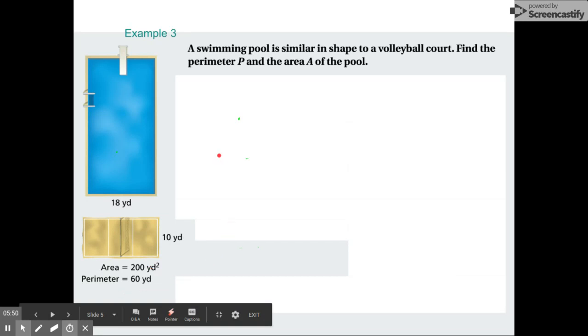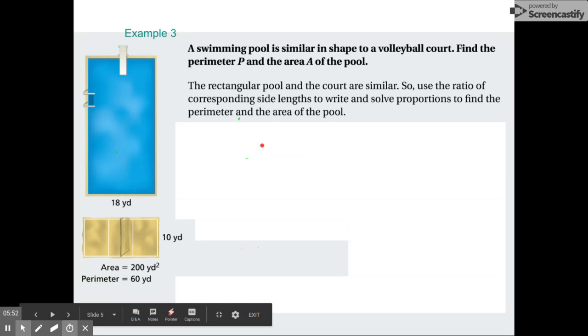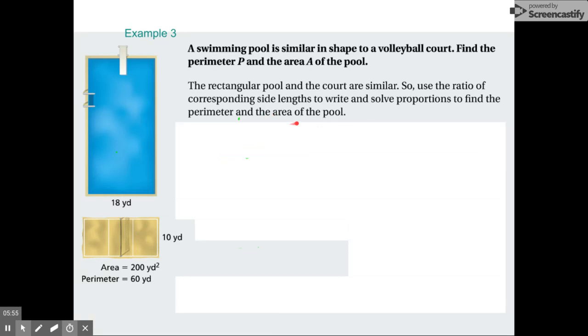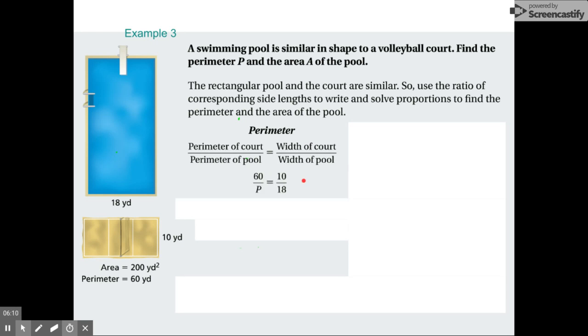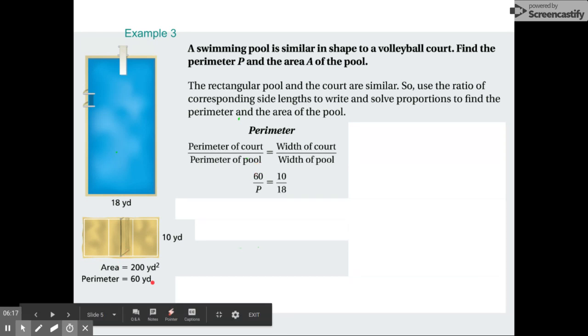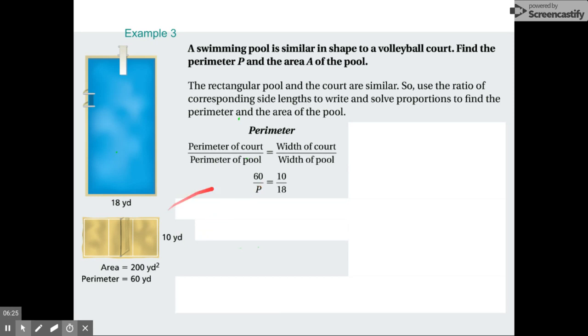So to find the perimeter, we're going to use the ratio of the corresponding side lengths, 18:10, to write a proportion. So the perimeter of the court to the perimeter of the pool will be equal to the width of the court over the width of the pool. Those two ratios will be equal because the perimeter ratio is equal to the side length ratio. So if we put 60, which is the perimeter of the volleyball court, over P, because we don't know the perimeter of the pool, that equals 10 over 18.